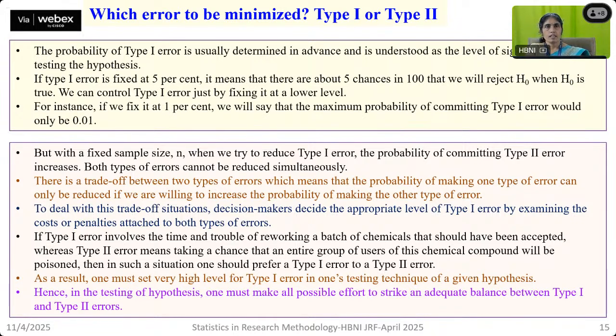It all comes from your intuition as well as the requirement of the specific case; the decision has to be taken accordingly. That is why decision makers should have a fair idea of the implications of these two different types of errors. So one must set a very high level of type 1 in this case in order to save the lives of persons in the case of a harmful chemical. So in the testing of hypothesis, one must take all possible efforts to strike an adequate balance between these two types of errors. It is all case dependent.